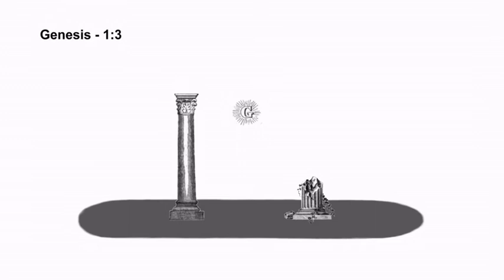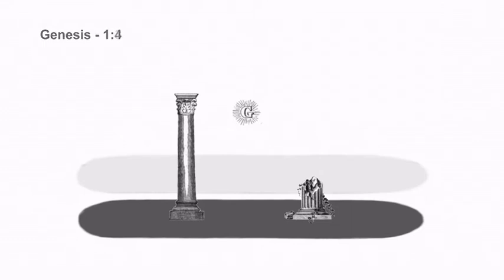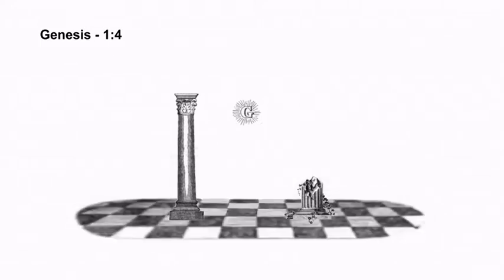And God said, "Let there be light." And there was light. And God saw the light, that it was good. And God divided the light from the darkness. And God called the light day, and the darkness he called night. And the evening and the morning were the first day.